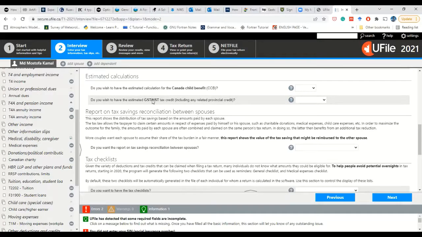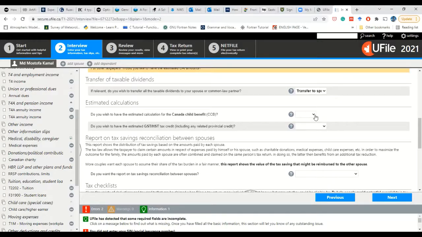Okay, and here, definitely. After paying this tax, do you want to see right away how much money you will get as a Canadian childcare benefit? If you have kids, then it's a yes. After completing this form, it will show you approximately how much money you will receive every month as a childcare benefit. Okay, and then the same thing for GST and HST. Do you wish to have the estimated GST tax credit? Yes.